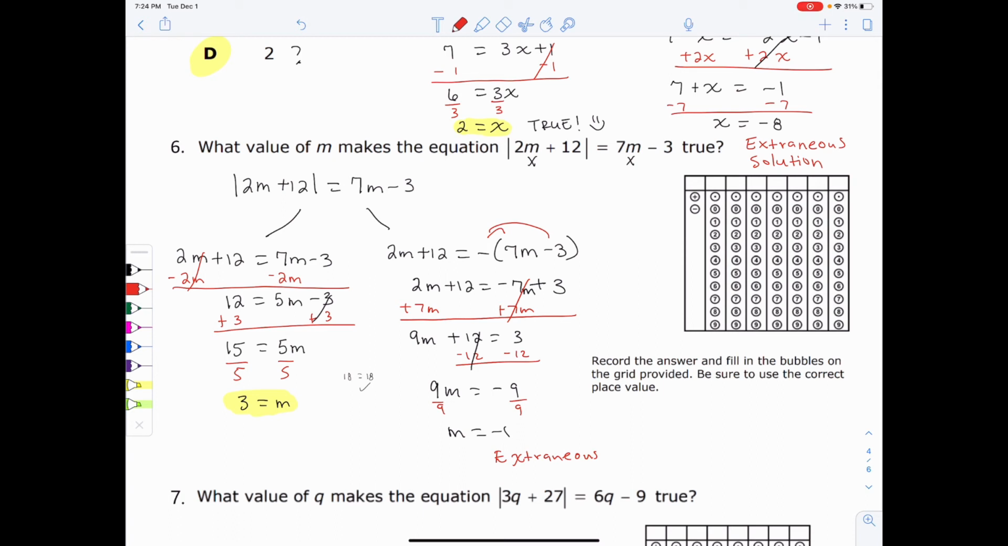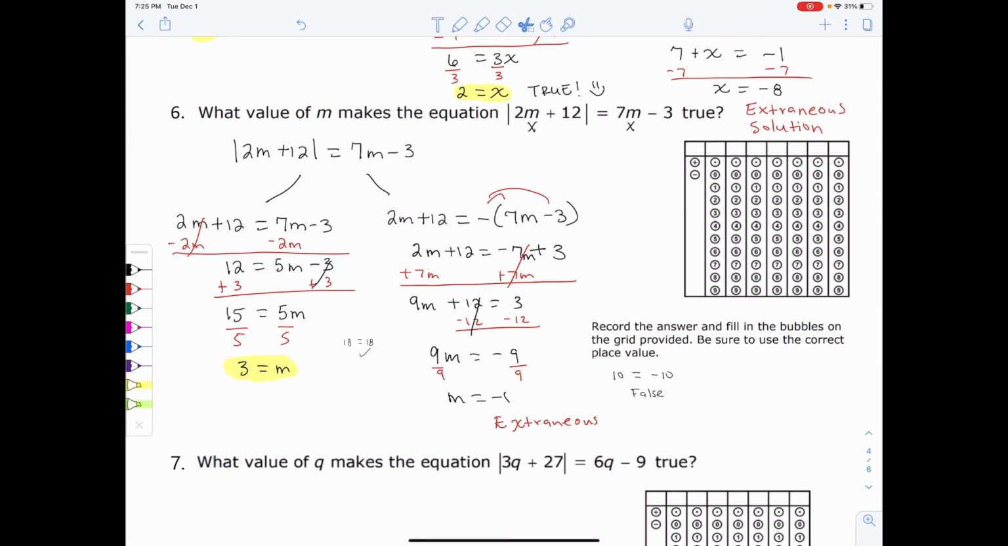Now, if I do my real quick mental check, 2 times -1 would be -2. Then -2 plus 12, that would give me 10. So I would get 10 on the left-hand side. And then 7 times -1 is -7. Then -7 minus 3, that would give me -10. So this is false, right? So you could check it either way. Plug it in and see if it's true or false, or plug it in decimals. And I would assume you would probably rather do decimals than plugging it in.